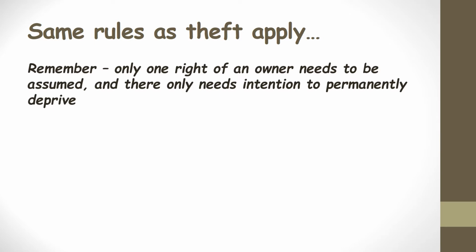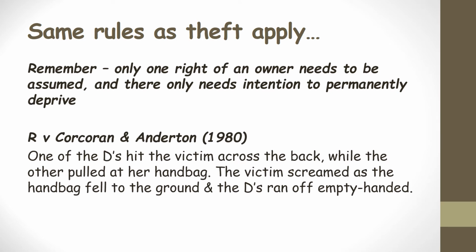A really good illustration of this is the case of Corcoran and Anderton from 1980. Now this is a case involving 2 defendants, so Crown against Corcoran and Anderton, 2 defendants working together, which you often see in criminal offences. You can have more than one defendant charged with an offence. So in this case, one of the defendants hit the victim across the back, whilst the other was working to take her handbag, so pulling at a handbag. The victim screamed as the handbag fell to the ground, and both defendants ran off empty-handed.